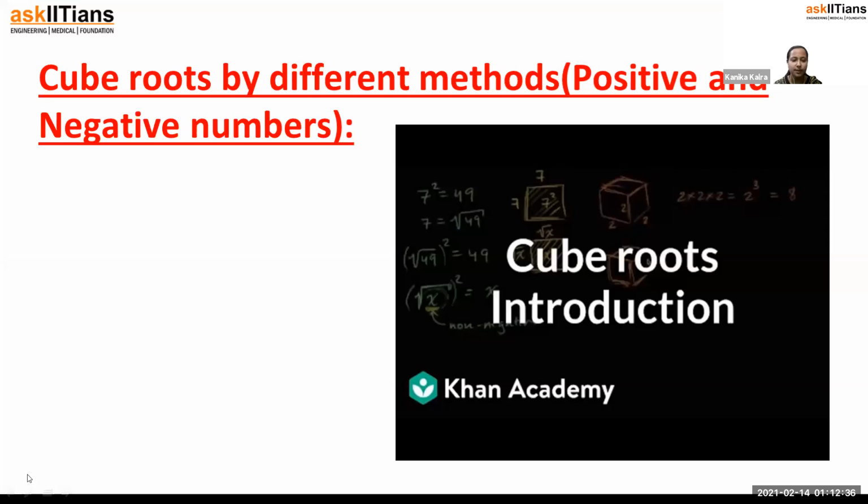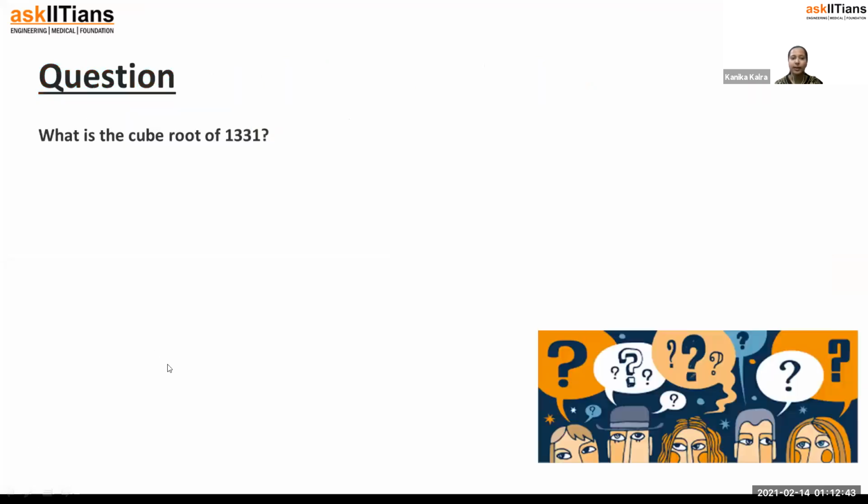All right, so let me get back to the slides. What we have learned in this is how to find the cube root of a positive and a negative number. All right, so let's look at the example question.